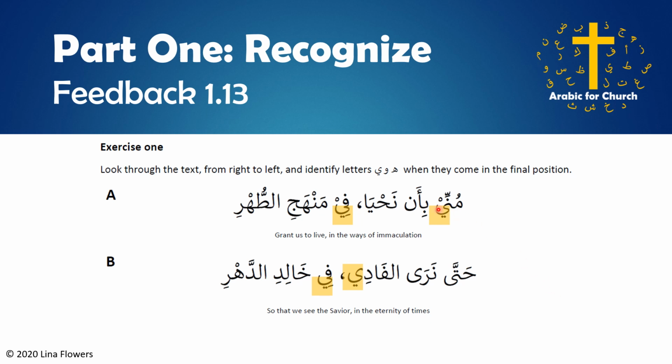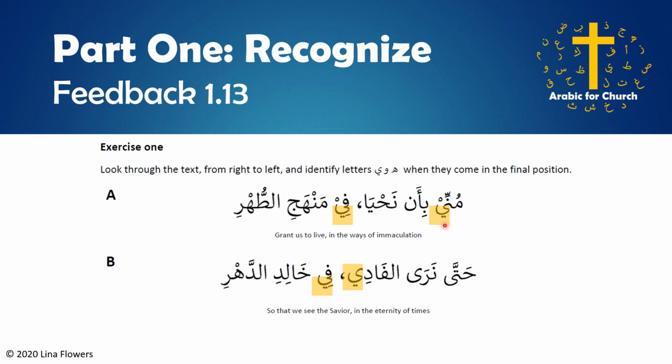So the letters we're looking for are letters Ha, Waw, and Ya. If you remember in 1.1, we said Alif was a semi-vowel. And we also mentioned that there are two more semi-vowels in the Arabic alphabet. These are letters Waw and Ya. So they have that duality of having a vowel sound sometimes and sometimes a consonant sound. So let's look for letters in the final position, and at this point you should know all of the letters.